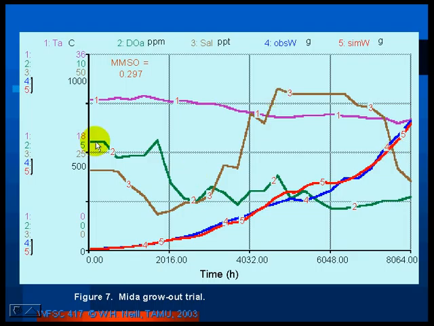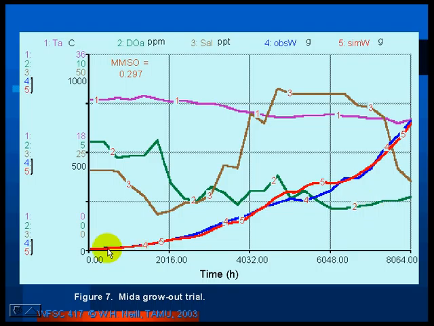Dissolved oxygen concentration, and this is early morning measurements measured daily and then averaged over 2-week periods, sort of declined over the course of the grow-out period, reflecting the increase in biomass of fish, as well as the increase in the wastes that accumulated in the ponds.